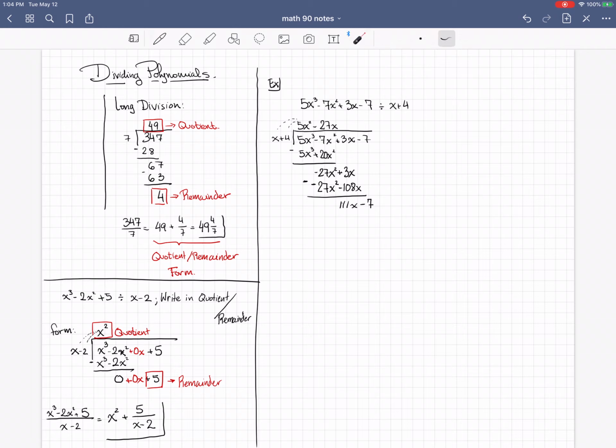Same, but last time. What would you multiply by x to end up with 111x? 111, of course. So we have 111x plus 444. And then we subtract. And so we have negative 7 minus 444. That's negative 451. There's nothing left to bring down. So this is my remainder. And this is my quotient.